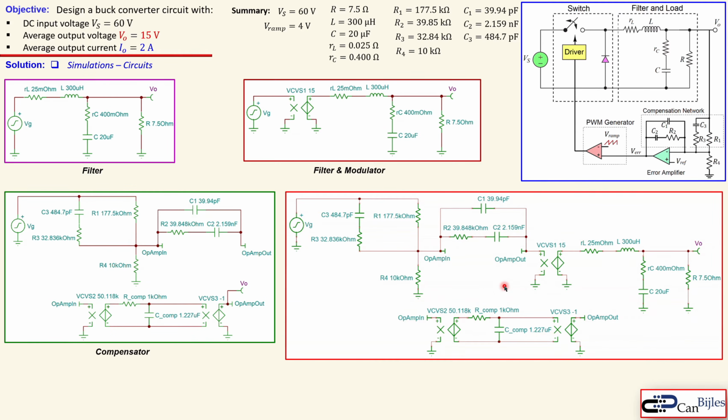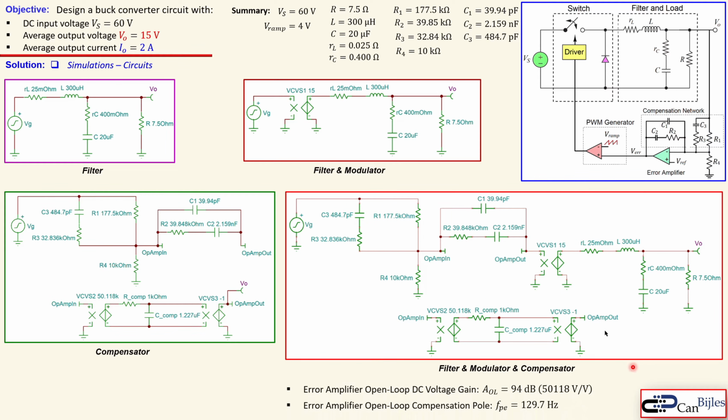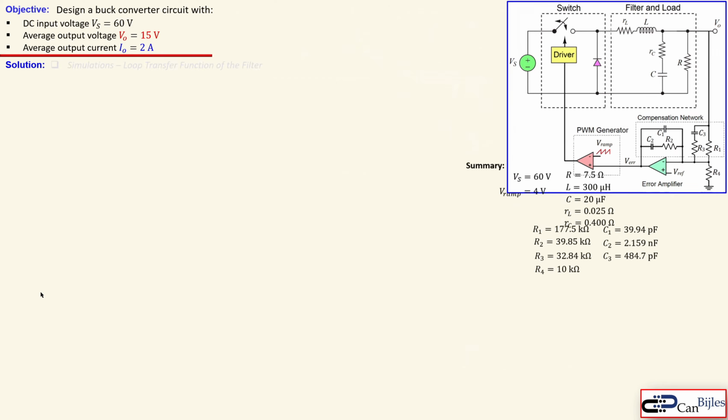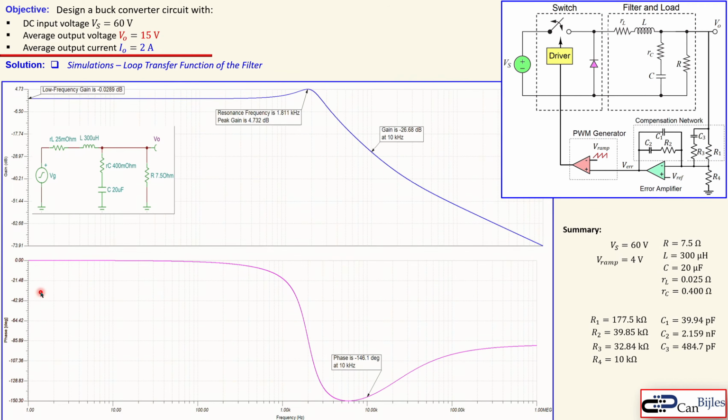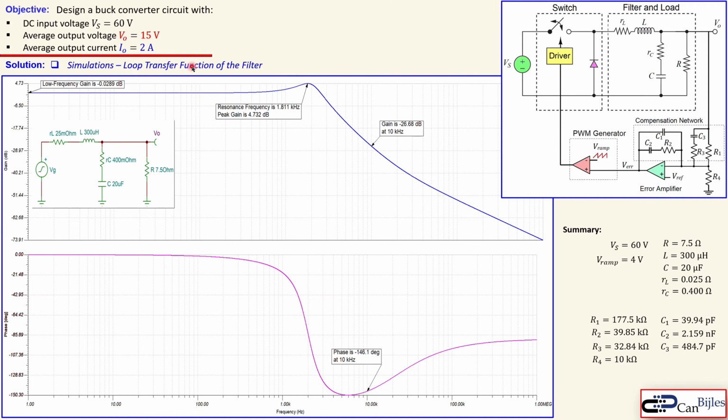And the full part, including the modulator and also the output filter or our buck converter model, is shown here. And this is now the filter, the modulator and the compensator all together. Okay, we will use this circuit to evaluate the phase margin and also other parameters. Again, our amplifier had the open loop DC gain of 94, and the open loop compensating pole was approximately 130 Hz. Again, for that we use this part of the circuit. Okay, break now all here, and now let's start at the loop transfer function of the filter only.